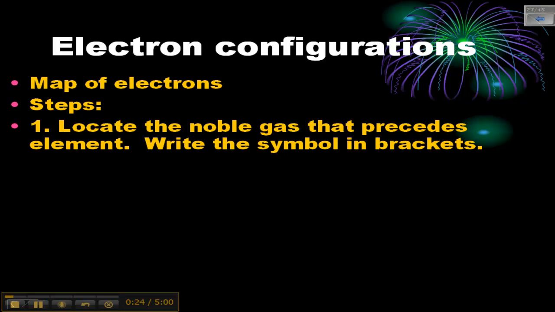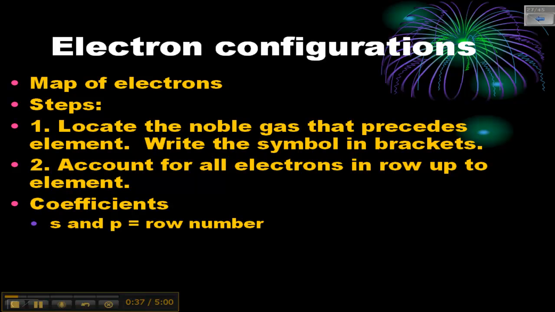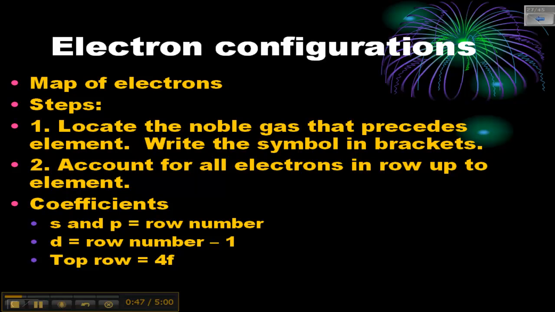We're going to locate the noble gas that precedes the element. Put that symbol in brackets. Then we're going to account for all of the electrons in the row up to the element. We're going to use coefficients in front of our sublevels. So for s and p, the coefficient is the same as the row number. For a d sublevel, it's row number minus 1. The top row, the lanthanides, are always going to be 4f, and the bottom row, the actinides, are always going to be 5f.